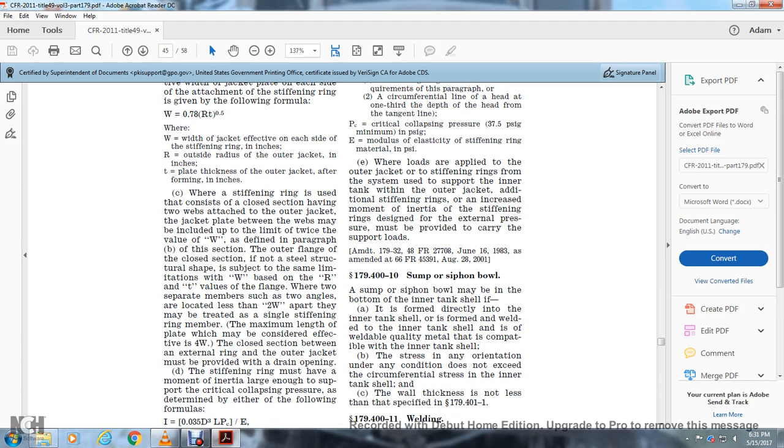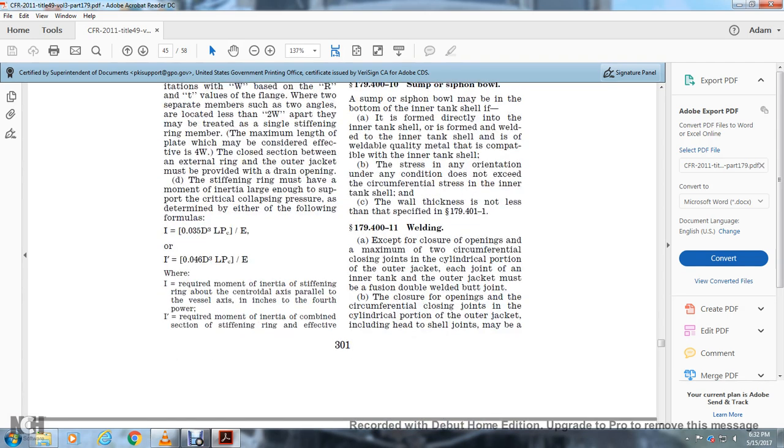139-410 Siphon and sump and siphon bowl. Sump and siphon bowl may be at the bottom of the inner tank shell. They are formed directly into the inner tank within its shell, but the welding into the inner tank shell is in weldable quality metal compatible with the inner tank shell. The stress in any orientation under this condition does not exceed the circumferential stress in the inner tank shell. Wall thickness is not less than specified in 139-401.